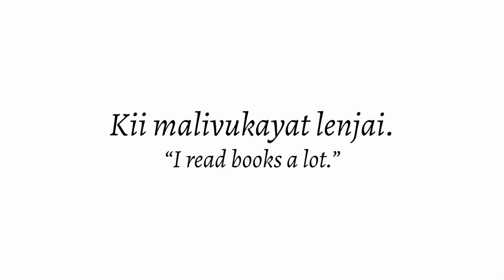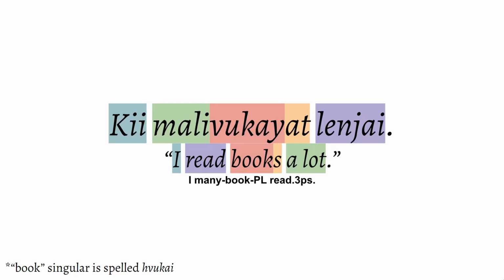Ki malivukayat lenja. I read books a lot. Here we see ki for I, like I said, fairly straightforward. This object needs some unpacking. Mali means much or very, in this case modifying the word vukayat, which means books. I'd like to note that, if it weren't for the mali in front of it, vukayat would start with an H. Finally, the verb lenja is the first-person singular conjugation of lenjak, which means to read. And there we have it.